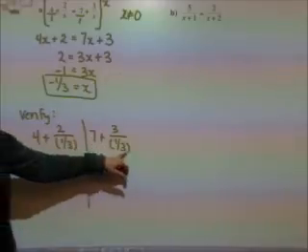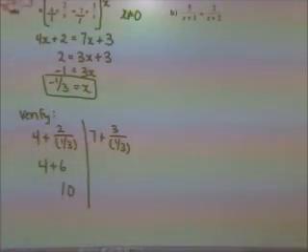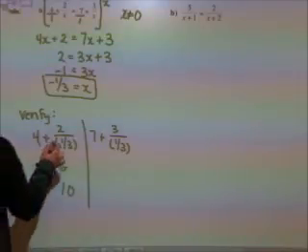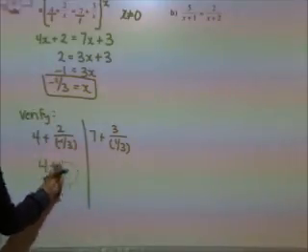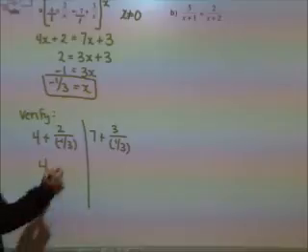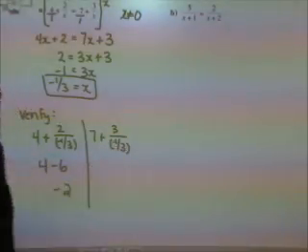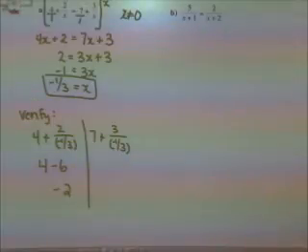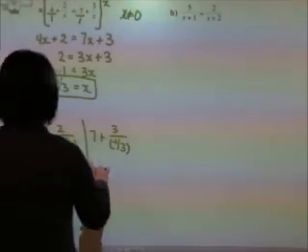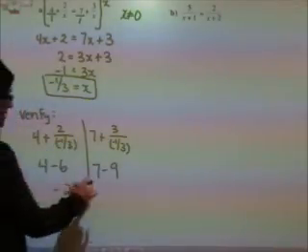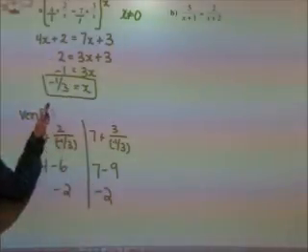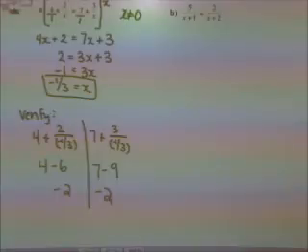Okay. So then on this side, oh, this should be a -1/3, shouldn't it? Yeah. So that should be 4 plus a -6, right? What's 4 minus 6? -2. Okay? And then when I go 3 divided by -1/3, so in other words, 3 times -3. So then what's 7 minus 9? -2. So I've shown that the answer works in the equation. I've verified it.